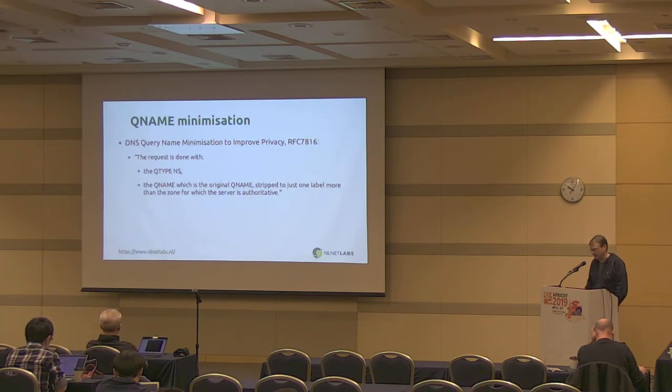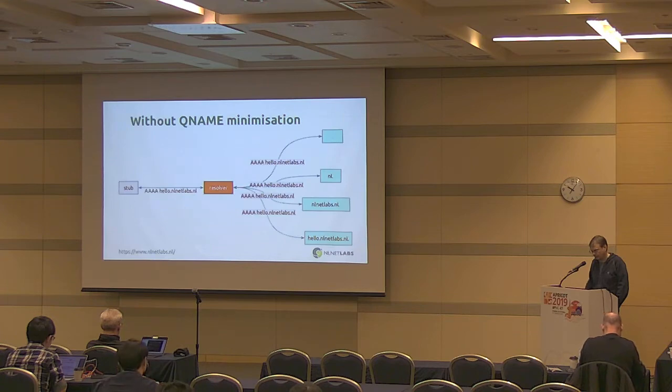So what QNAME minimization does is it tries to discover the name server that is responsible for the actual query by not giving away more information than you absolutely need. What it will do, or at least what the RFC says, is you start out with QTYPE NS, which is the query type for finding name servers. And then you start out with the minimum label, so you start out with dot, and then you always add one more label, that is the bits between the dots in DNS names, until you find the name server that you're looking for. So to look at it in practice, this is the original way that was done.